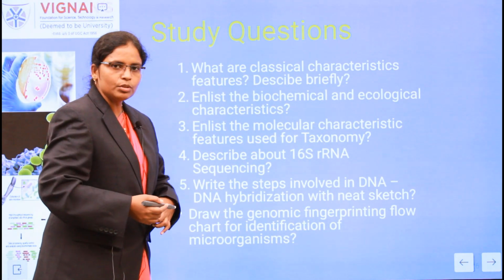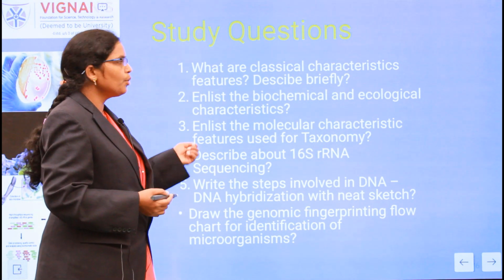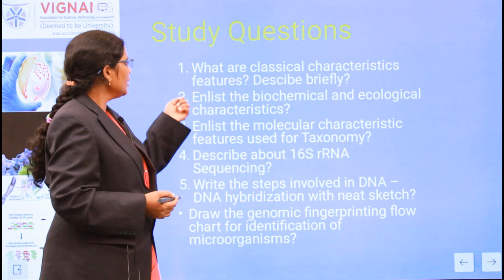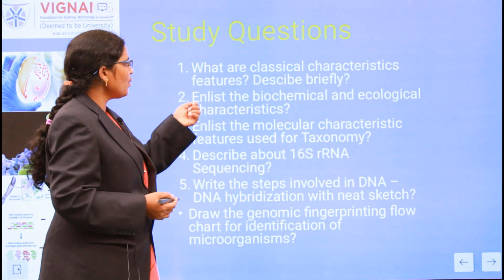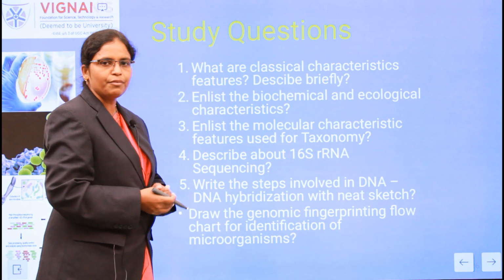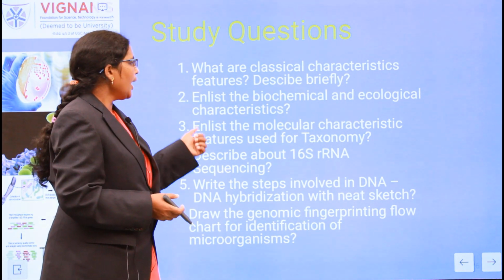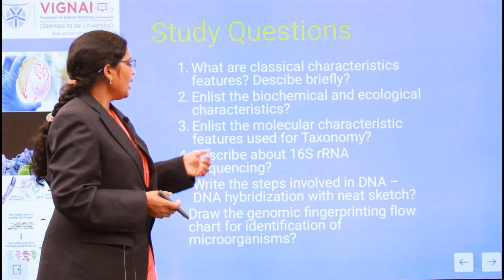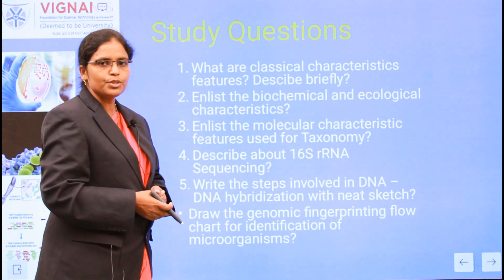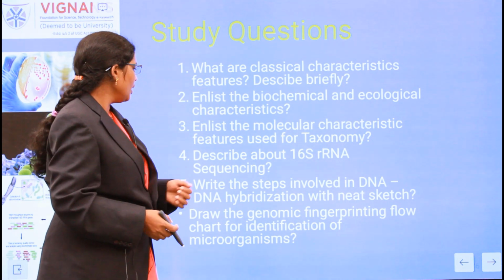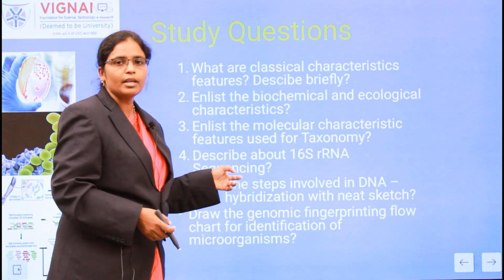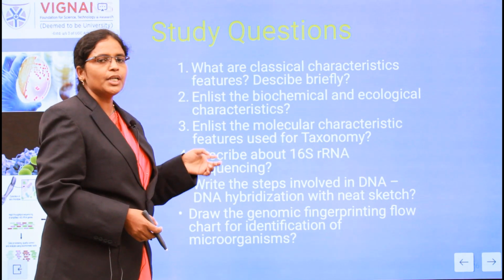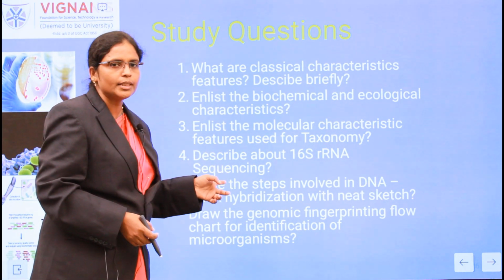So after going through this topic, you all have to read these questions. So refer the textbooks and study these questions. First one is, what are the classical characteristic features, describe briefly. Enlist the biochemical and ecological characteristic features. Enlist the molecular characteristic features used for taxonomy and describe the 16S rRNA sequencing. This is very important for identification and classification of microorganisms.